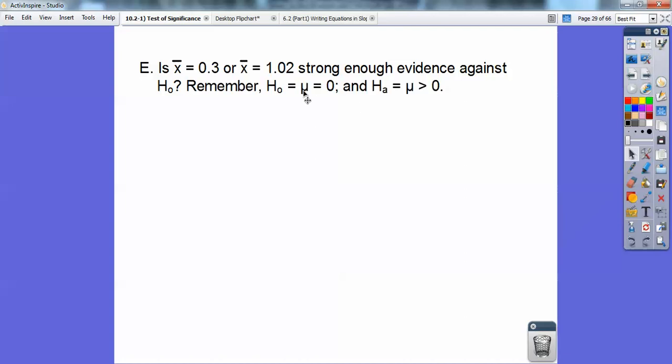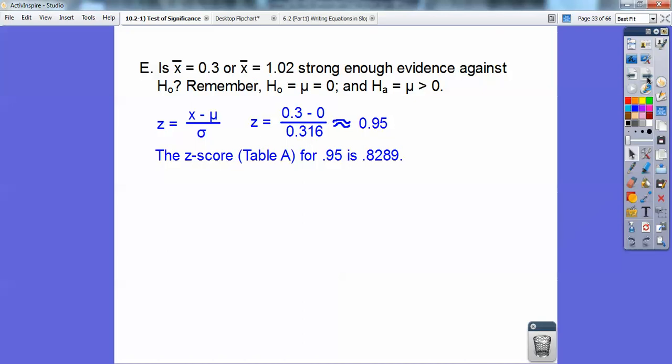Remember, H0 is your mu equals 0, and HA is your mu is greater than 0. It means it gains sweetness in this case, okay? So there's my Z formula. Going to plug the first one in, 0.3. And then I'm going to plug in my mu is 0 right there, and my standard deviation from before is 0.316, and you get about 0.95. You look that up on your table A right there.